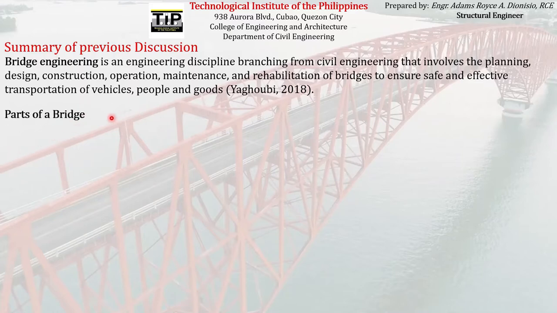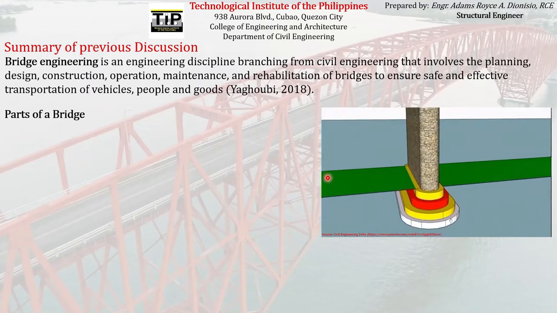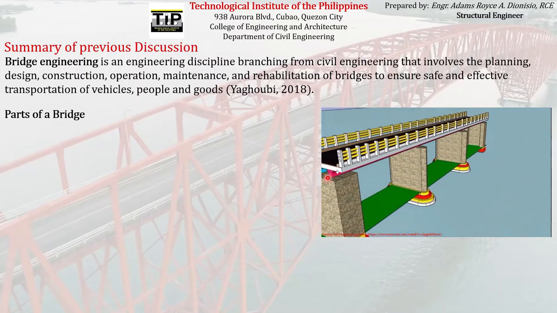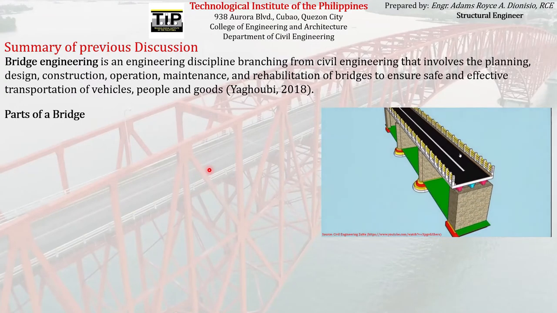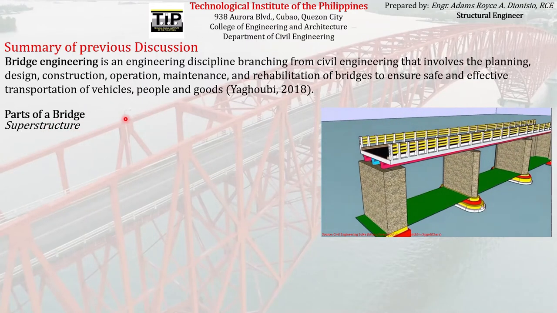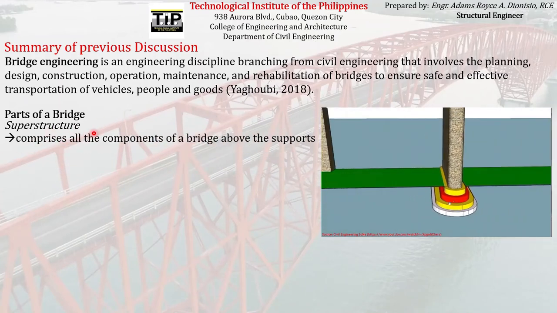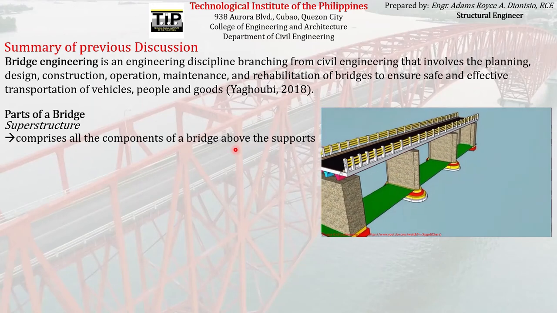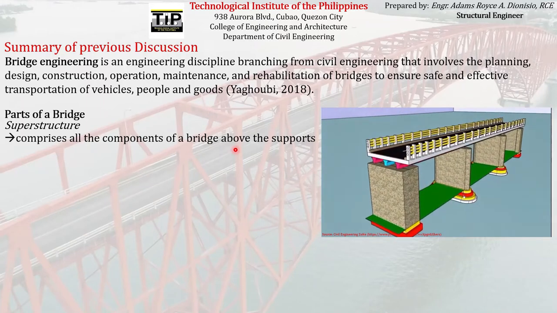Another thing that we have learned from our last discussion are the different parts of a bridge. There are general terms that are usually used to describe these several parts of a bridge. The first general term that we have studied is the superstructure. So what do we mean when we say superstructure? The superstructure comprises all the components of a bridge above the supports. It is the part of the bridge that is being supported by the supports.